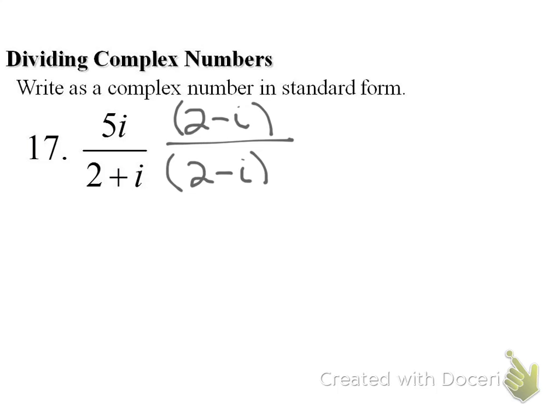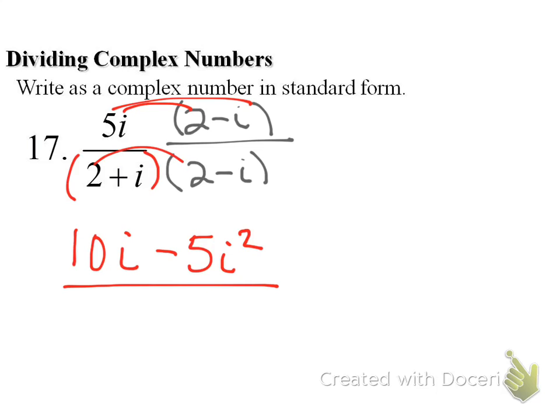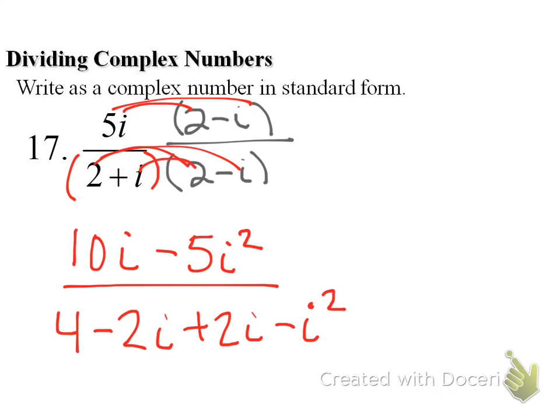So on the top, distribute the 5i. That gives me 10i minus 5i squared. On the bottom, when we double distribute, we get 4 minus 2i plus 2i minus i squared. What happens to both i squareds? They turn into, what's i squared? Negative 1. Good. What happens to the 2i and the negative 2i in the bottom? Those are the ones that cancel.